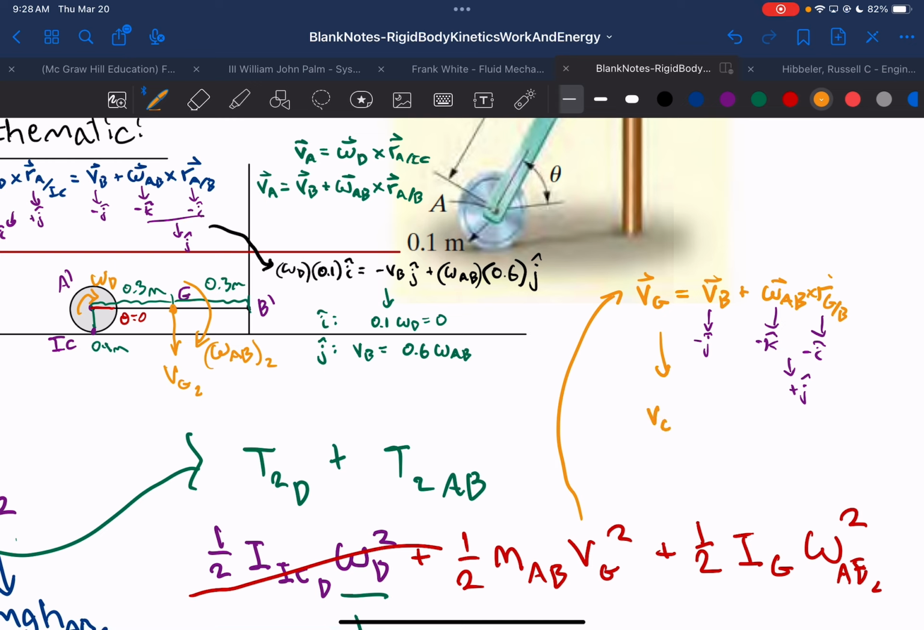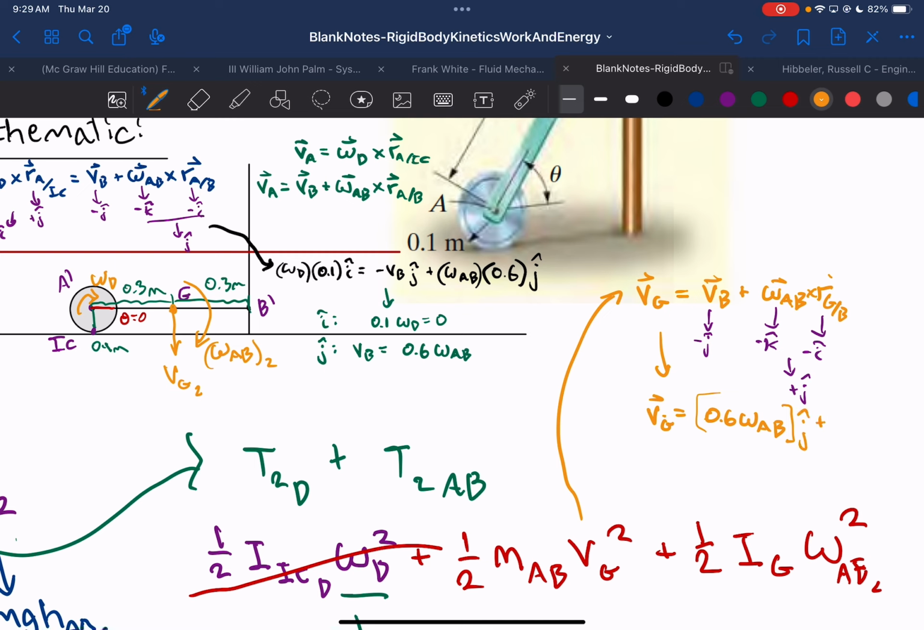I get VG is equal to VB. I can directly sub in, right, which I got from this last equation that I did. I can sub that in for VB right now. I can say that VG is equal to 0.6 omega AB, and again, this is in the J direction, if you want to be specific.